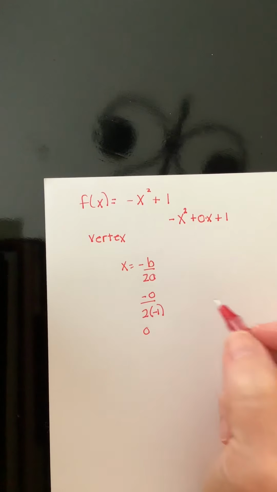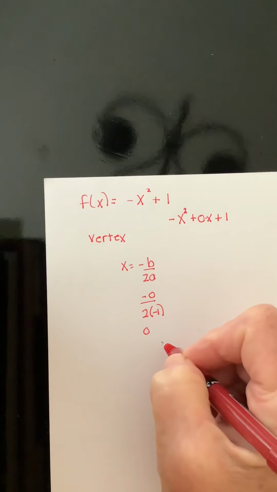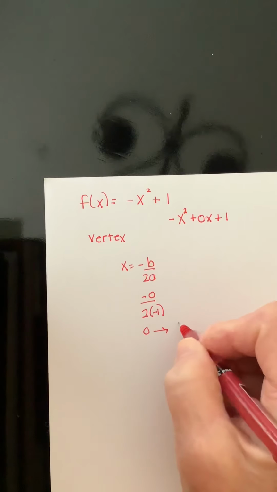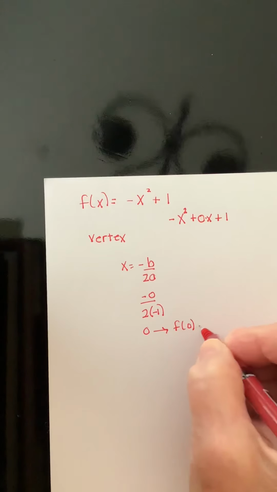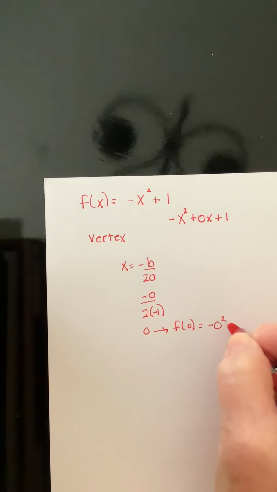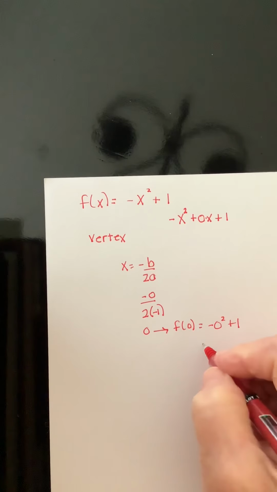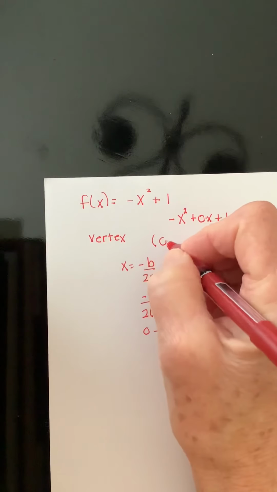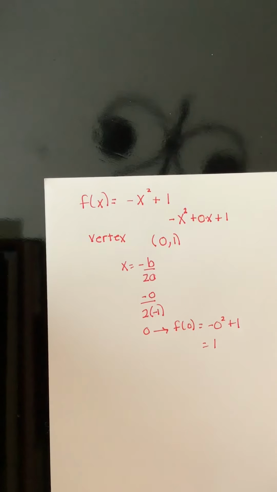Okay? So now to find our y value, we're going to do f at 0. We're just going to plug this in. f at 0 is equal to -0 squared plus 1, which is 1. Okay, so our vertex is the point 0, 1.